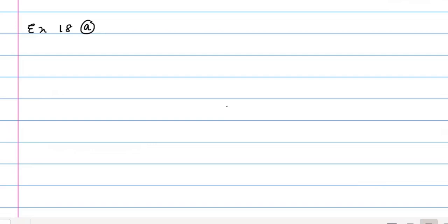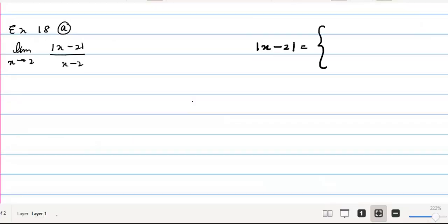What is the first question? The first question is asking you to check if the limit exists. So you have to use the h method whenever you have to find whether the limit exists or not. So this is written like a piecewise function.